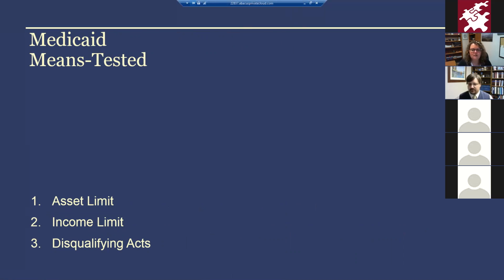A lot of you may have some experience with Medicaid and VA as well, but you may also know that a lot of things changed with the Medicaid program's rules in 2005, particularly when it comes to the penalty periods, look-back, annuities, trusts, and so forth. So first off, Medicaid is a means-tested program. There are asset limits, income limits, and disqualifying acts that we do have to be careful about.